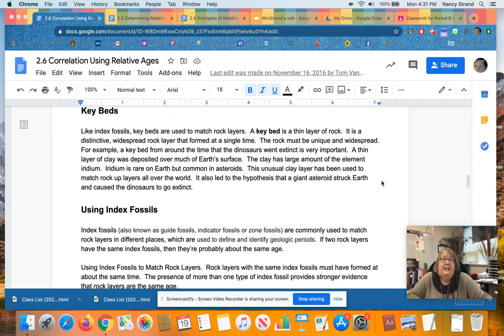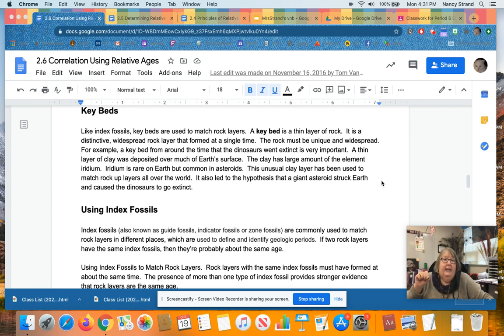Like index fossils, key beds are used to match rock layers. A key bed is a thin layer of rock. It is a distinctive, widespread rock layer that is formed in a single time. The rock must be unique and widespread.